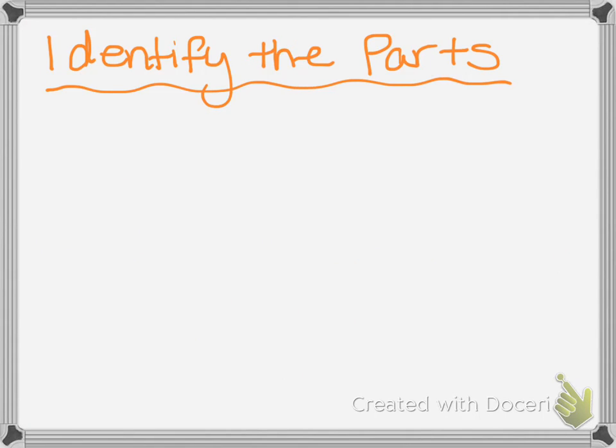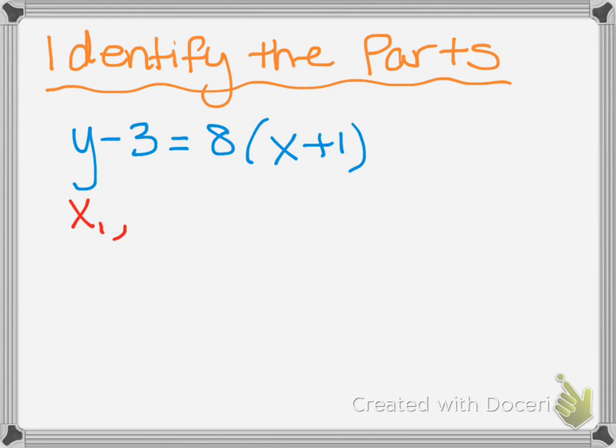So now I want you to identify the parts if I were to give you an equation to start with. So if I gave you y minus 3 equal to 8 times x plus 1, I want you to be able to identify the point on the line and the slope. So at the top of your notes, it tells you our formula that I gave to you at the beginning of the video. So you know that our point is x1, y1, and our slope is m. So our slope in this case is going to be 8, right here, that's our slope.